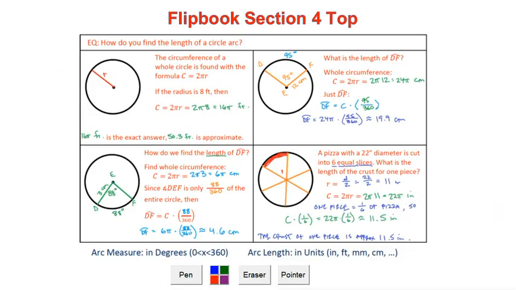Now class, as far as arc length, you've already taken notes on that. In the Section 4 top flap of your Flipbook, we talk about circumference, and how to find the length of an arc, and this is different from finding the measure of an arc. The measure of an arc is in degrees. The length of an arc is in units. It's the distance from point D to point F, from here to here. So we convert degrees to units of measure, and that is the length of an arc. So that you already know.